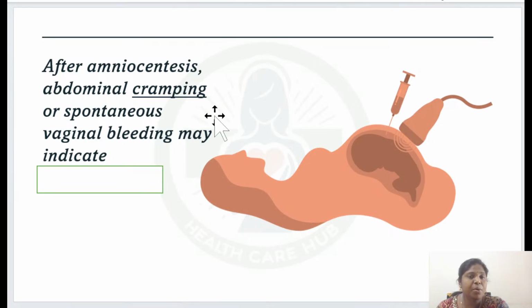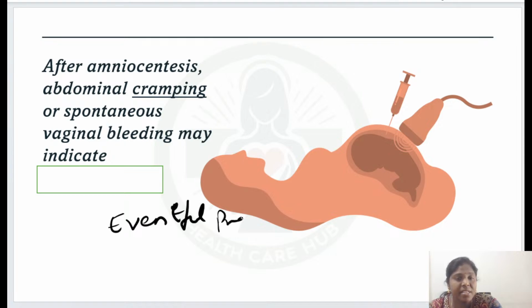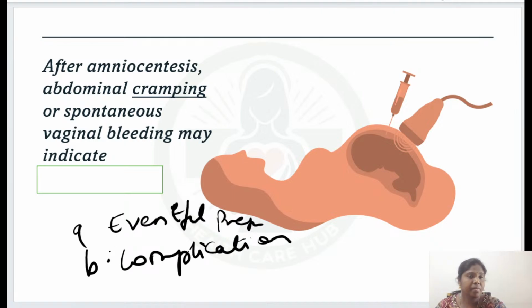After amniocentesis, abdominal cramping or spontaneous vaginal bleeding may indicate what? Whether it indicates an uneventful pregnancy, or it indicates complications. The given options are option A and option B. So it will indicate a complication.